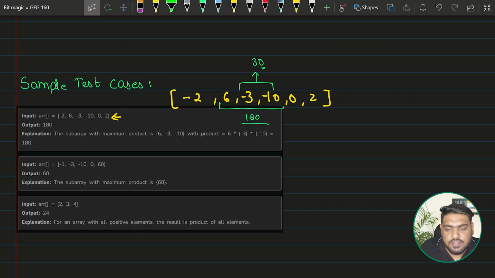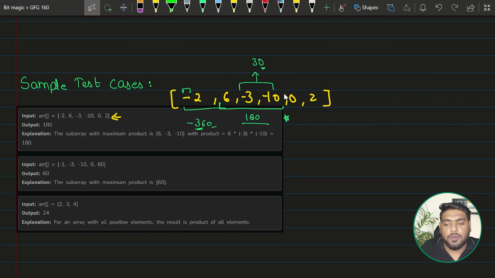Let's try to include this element. If we include this element, then what will happen? We would get 360, but keep in your mind, a negative symbol is here with 2. That means it would be -360. And it now becomes a very small value. What we are looking for is the maximum product subarray. That means we need to take care of the negative and plus sign as well.